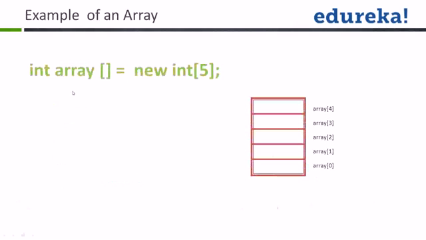A small graphic diagram for you to explain the same example. As soon as this line gets executed, this is the memory allocated to it. You can use the memory allocation, you can get the values or put the values in them using the index like this, array 0, 1, 2, 3 and 4, so on, okay?